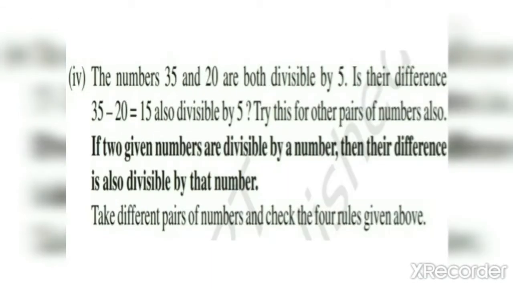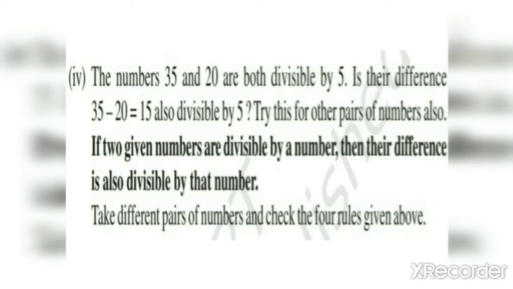Rule number 4 is, if two given numbers are divisible by a number, then their difference is also divisible by that number. Here we have two numbers, 35 and 20. These two numbers are divisible by 5. Then find out that difference. 35 minus 20, that is 15. 15 is also divisible by 5.